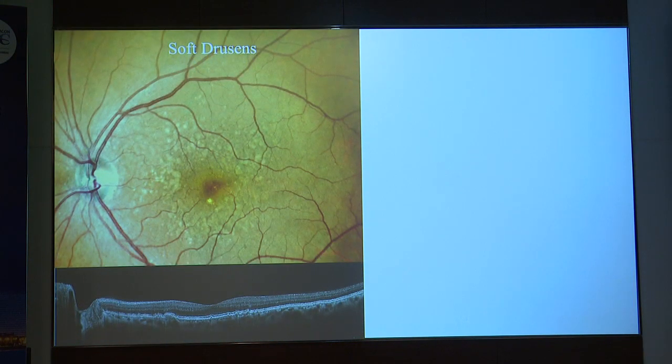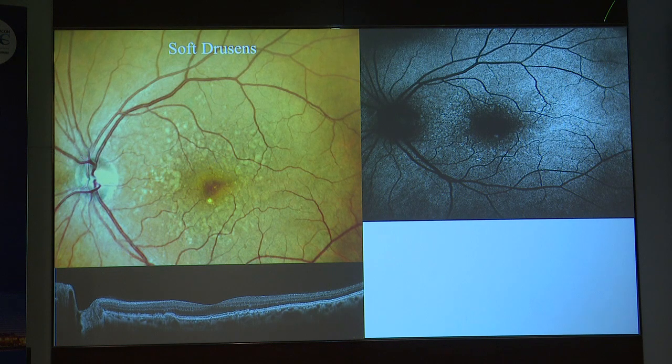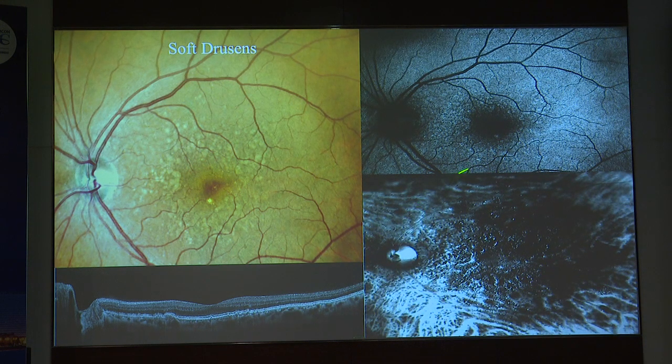Now look at soft drusen, how they look. Again you can see some hyper autofluorescence, and here you see the whole RP is bunched up.